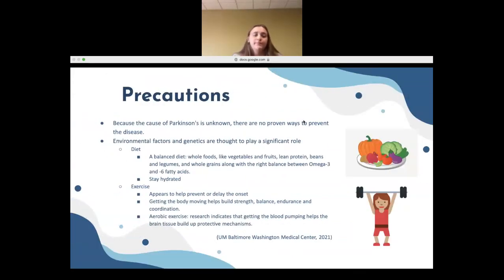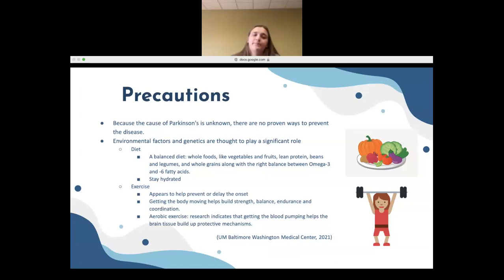All right, now for the precautions. Because Parkinson's is unknown, there is no gold standard strategy for ways to prevent the disease. But what we can do is focus on environmental factors and other personal factors that can influence our lifestyle and way of living to help prevent as much as we can, even though there's no research supported way.